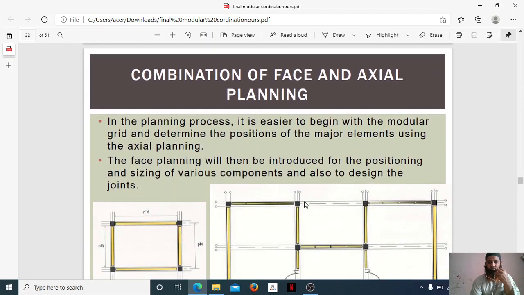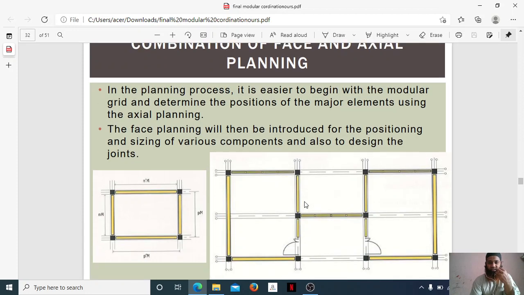Let us see the combination of phase and axial planning. You can see both of them are here. In this planning process, it is easier to begin with a modular grid and determine the positions of the major elements using the axial plan. You can see a center line. First we determine whatever units and elements we want using the axial planning. So basically here center to center can be got very easily with these grid lines.